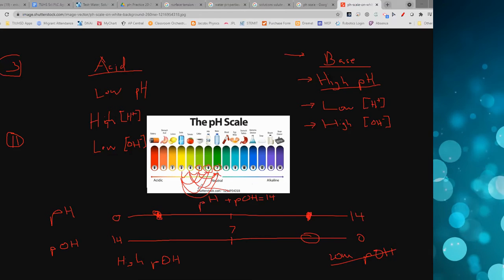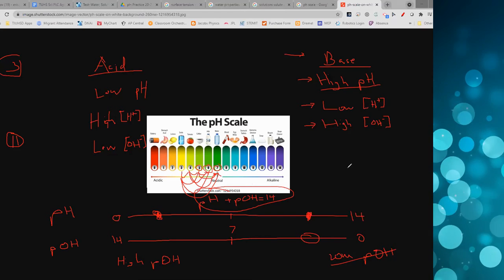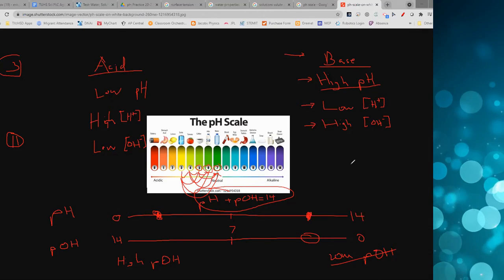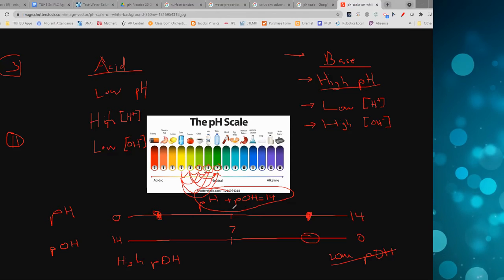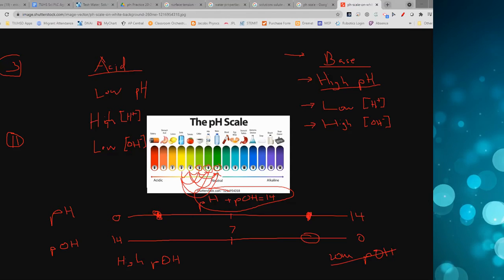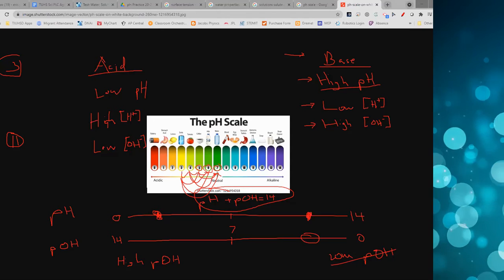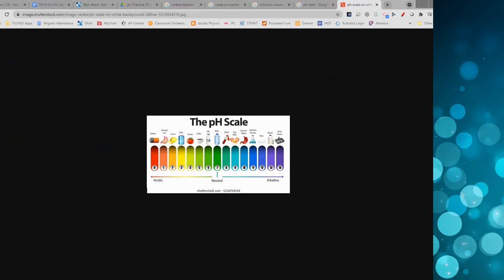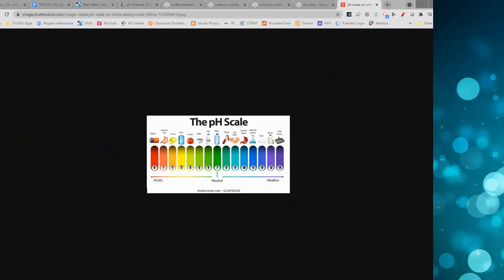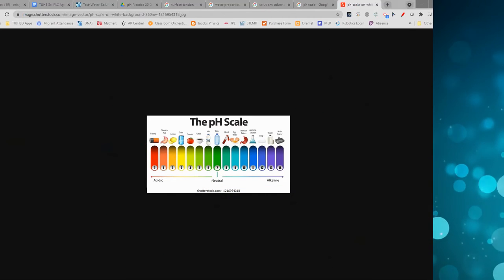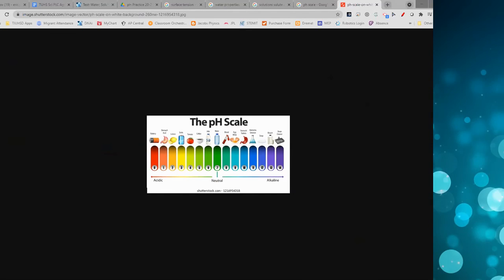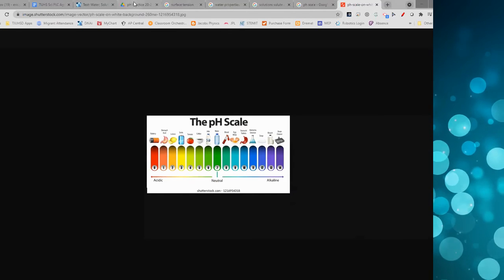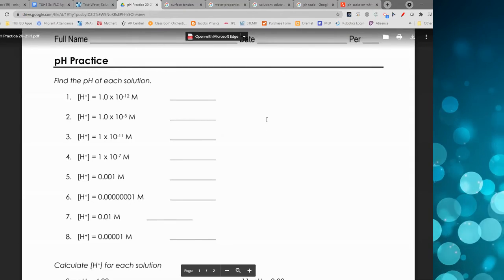Now, we already talked about this equation right here, where the pH and the pOH add up to 14. But now let's look at the other equations. Before I go on, let me know if you have any questions. If anybody has a question, let me know, because now we're going to take a look at this practice worksheet.